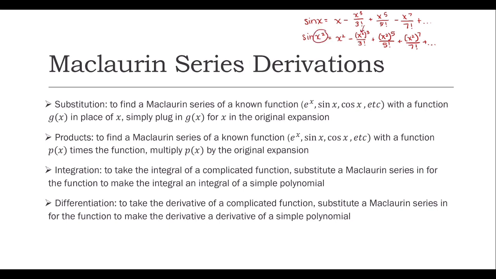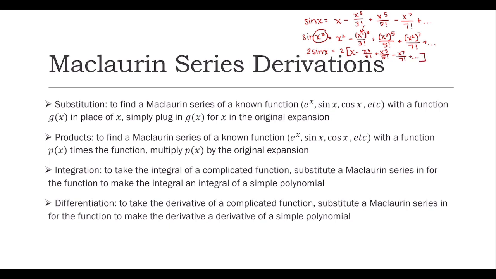For products, to find a Maclaurin series of a known function with a function p of x times that function, you'll multiply p of x times the original expansion. So if we had 2 sine of x, that would equal 2 times your sine of x expansion. So 2 times x minus x cubed over 3 factorial plus x to the 5th over 5 factorial minus x to the 7th over 7 factorial, and so on.